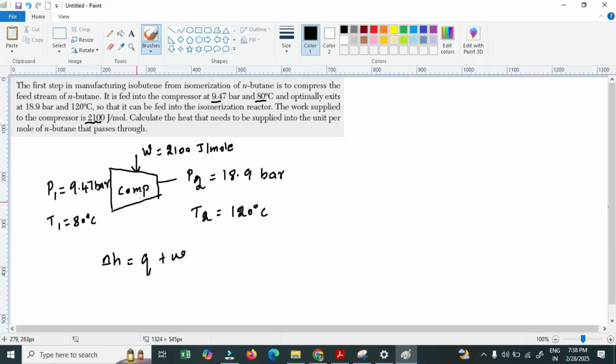If I know the change in enthalpy during the process, we can find Q, since W is given in the problem. But the difficult part is that the gas is highly compressed, so I can't assume it is an ideal gas, since it is a high pressure system. I can't assume ideal gas behavior.